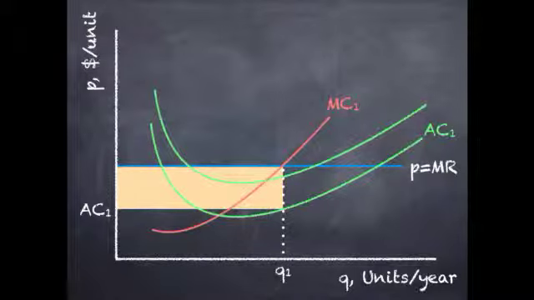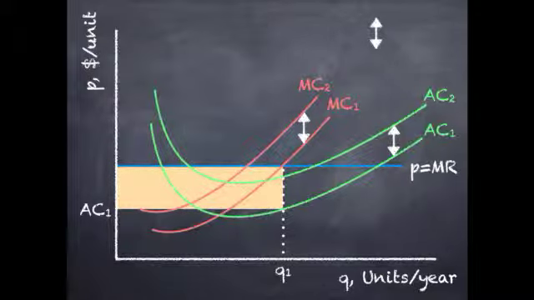So we have a new average cost curve, a new marginal cost curve, and the vertical distance between those two is going to be equal to the tax. So whatever the tax imposed, the average cost curve is going to shift up the equivalent of that tax, and the same thing is going to occur for marginal cost. So now average cost 2 is just average cost 1 plus the tax, and marginal cost 2 is just marginal cost 1 plus the tax.